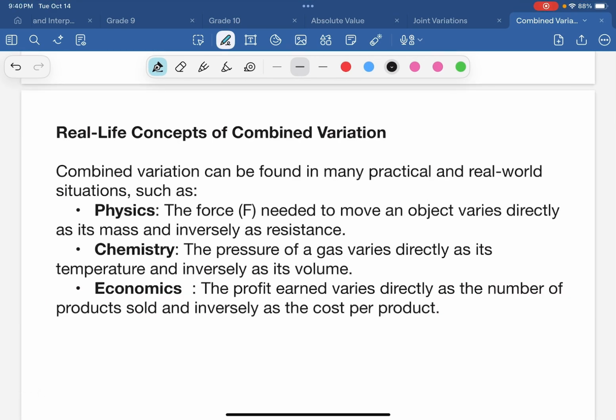And just like with the other types of variations, combined variation also deals with real-life concepts, and here are some of those. First, we have physics. So for physics, the force F needed to move an object varies directly as its mass and inversely as resistance. Next is chemistry. The pressure of a gas varies directly as its temperature and inversely as its volume. And the last one, for example, we have for economics, the profit earned varies directly as the number of products sold and inversely as a cost per product.